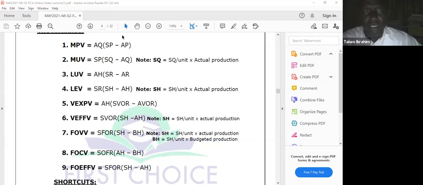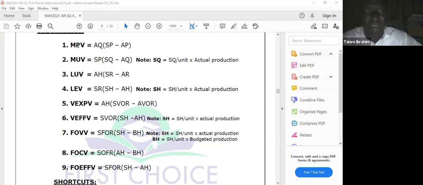We are actually looking at these variances now. The first one is material price variance. When we say material price variance, we need to spot what variance we're looking at. We are looking at the variance in the price of material. That means the variance you'll be picking is the price variance, the difference between the standard price and the actual price.